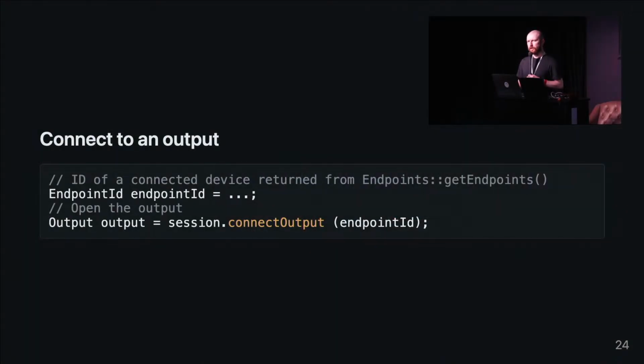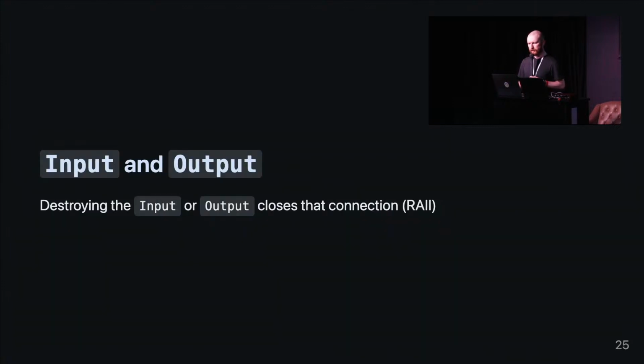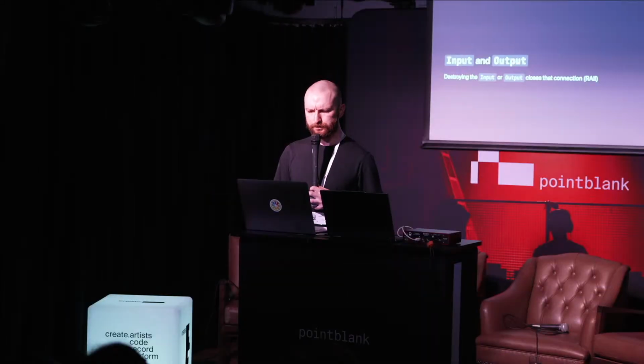To connect to an output, that's even simpler. We just need to pass an endpoint ID, and that's going to return this output object. The objects we get out of these functions, the input and output objects, are both RAII types, which means that if you destroy them, then that's going to release all resources associated with the connections.